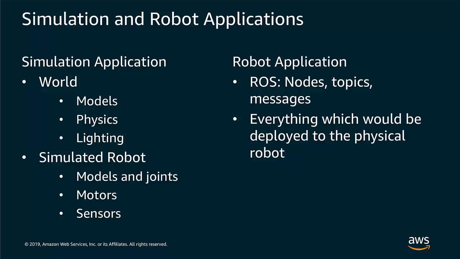What we call our robot application, which is all the ROS code, nodes, and topics you need for your robot to work. It's effectively everything which will eventually be deployed to the physical robot. And then the simulation application, which is everything else that you need to simulate. So the simulated world, models, physics, lighting, any plugins you have for sensors, your models and joints, etc. So we've separated these apart so that eventually when you're done with simulation, if you want to deploy directly to the robot, you've already got a robot application ready to go.